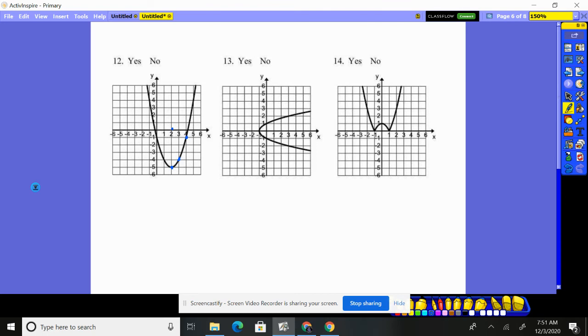This is where we do that vertical line test. If I put a vertical line here, it's only going to hit in one spot each time. So for each x, there's only going to be one y. So yes, this is a function.